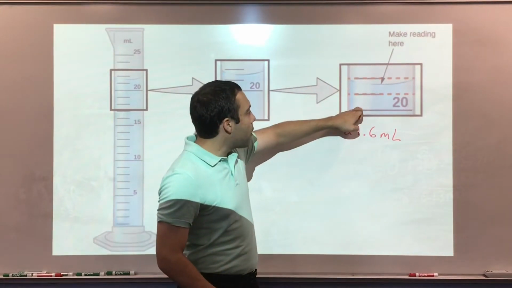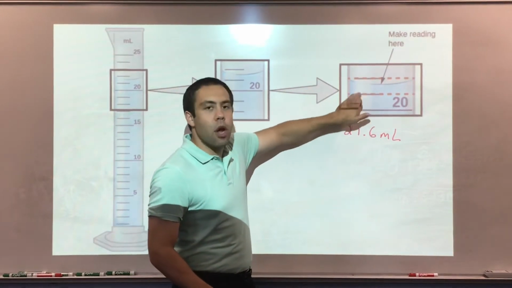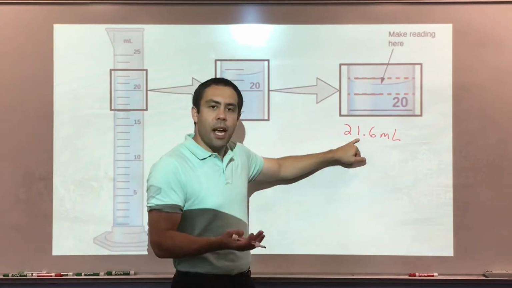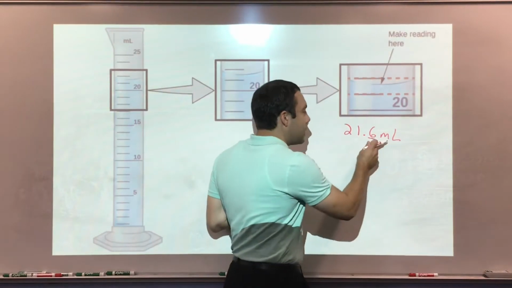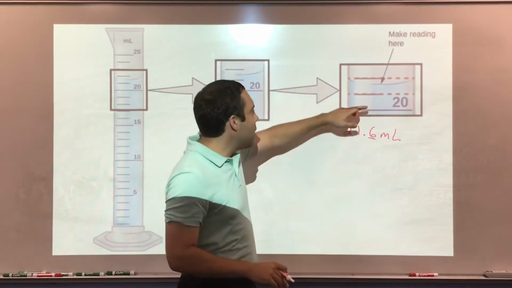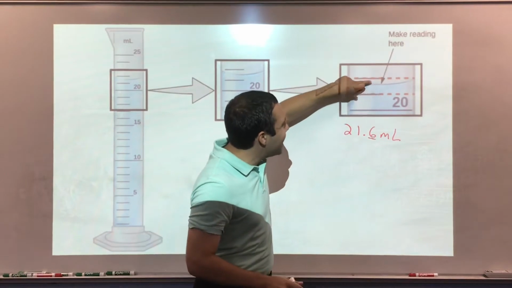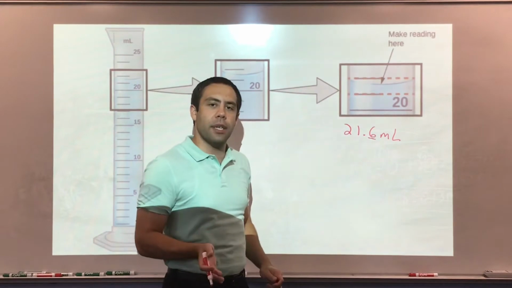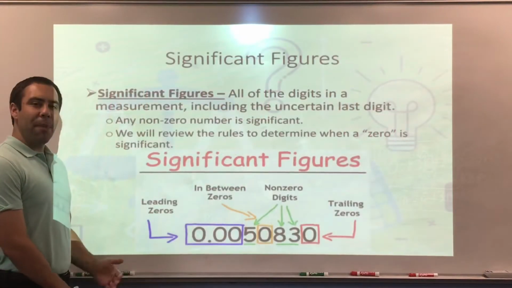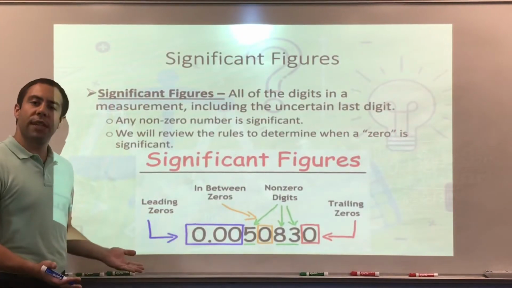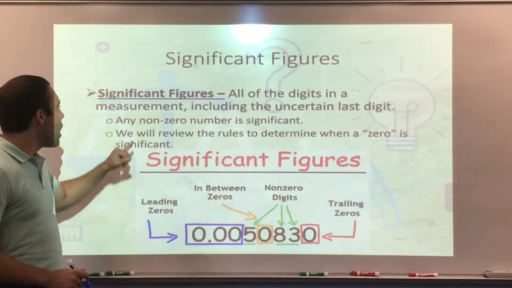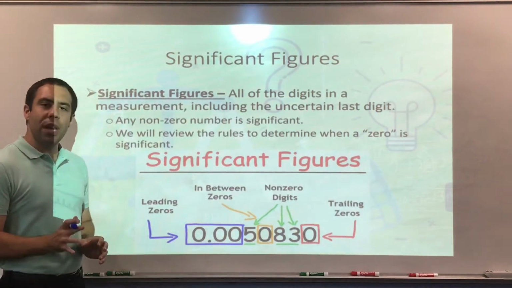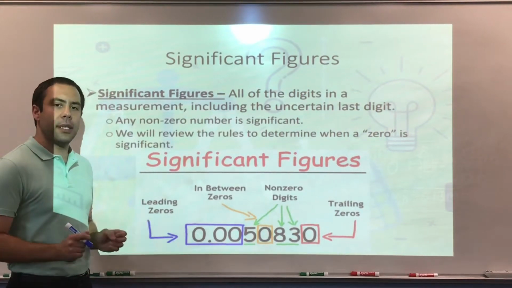We know for a fact that there's a little bit more than 21 milliliters, and there's less than 22. So it's 21 point something. This digit here, this 0.6, we estimated because the meniscus, once again, is a little bit higher than halfway in between the 21 and the 22. And that brings us to significant figures, or significant digits, which are the same thing. Significant figures are all of the digits in a measurement, including that last uncertain digit.